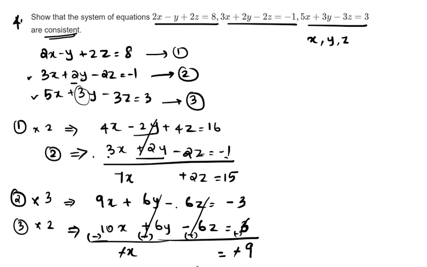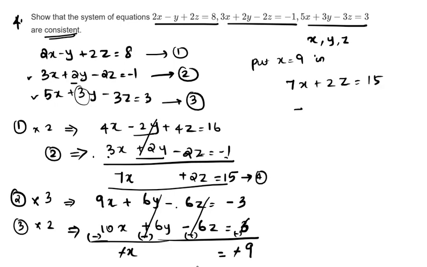Now put x is equal to 9 in this equation. Which equation? This equation. Let us call this equation number 4. So what will happen? 7x plus 2z is equal to 15. In place of x put 9, so 2z will be equal to 15 minus 7 into 9. Just multiply it and put the value to the next side.